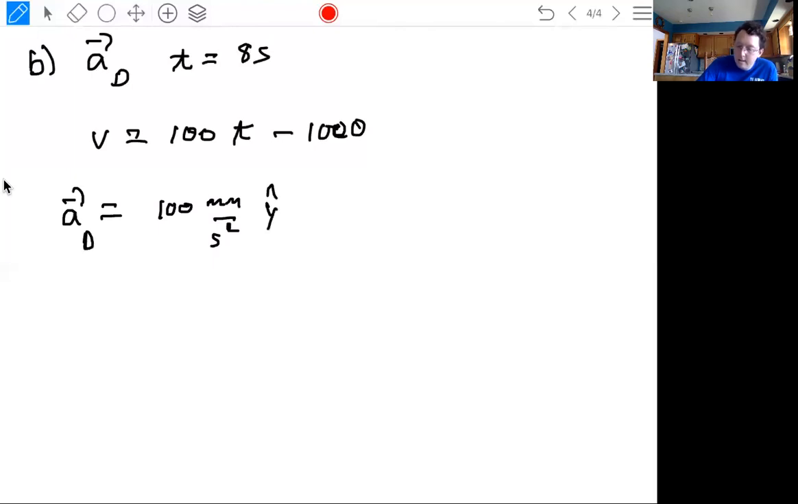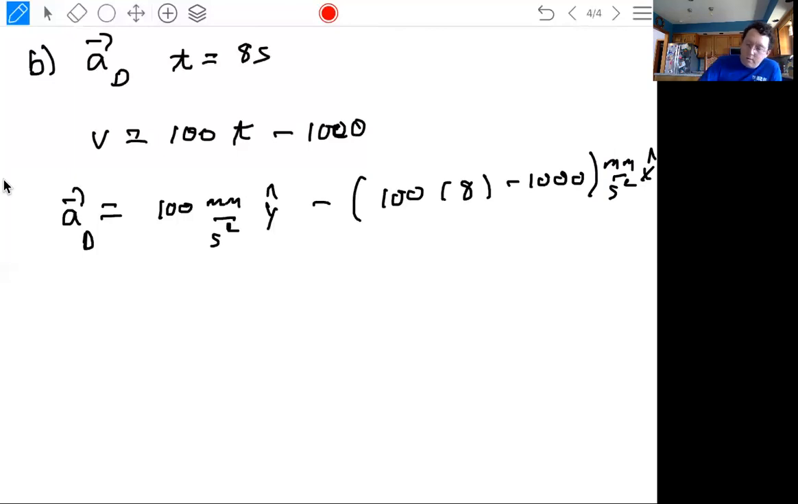This is D, minus, and then I'm going to have 100 times 8 seconds minus 1,000 millimeters per second squared x hat. That gives me the acceleration, but be careful. This is the velocity. I have to square that, and I have to divide by the radius, which is still 600 millimeters.